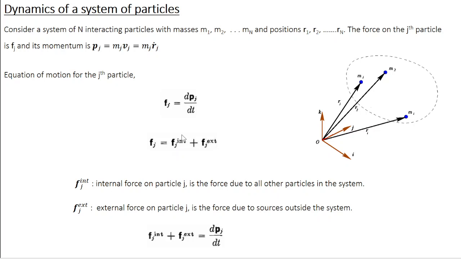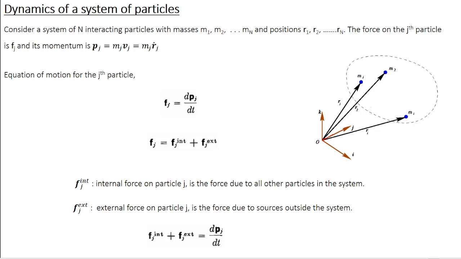Now, the force acting on the particle, I can decompose into 2 components. One is Fj internal, which is the internal force on particle j, and this is due to the forces exerted onto that particle by all other particles in the system. Then you also have Fj external, the external force acting on particle j, due to sources outside the system. In terms of these 2 forces, I can rewrite the equation of motion as Fj internal plus Fj external equal to dPj by dt. So this is for the jth particle.